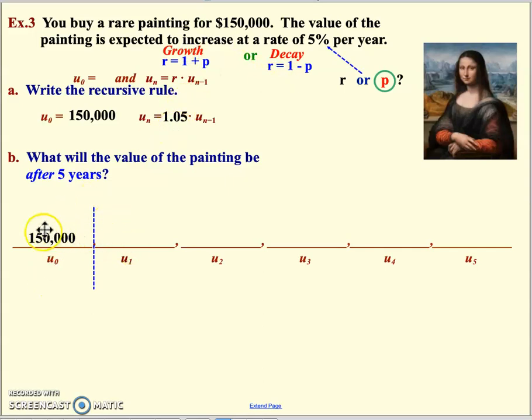Now time has to pass. So if we're looking at after 5 years, that means you have to go a year. So here's how this works. This is the initial value. A year passes. Here's the value after 1 year has passed.